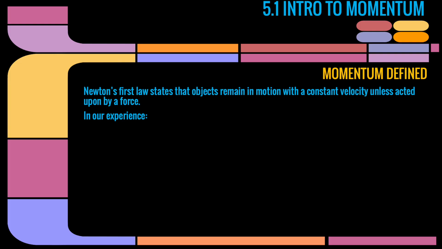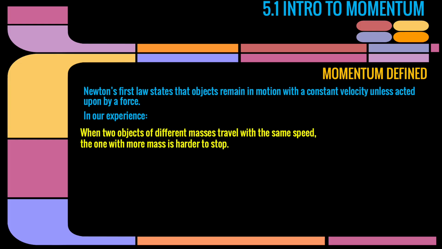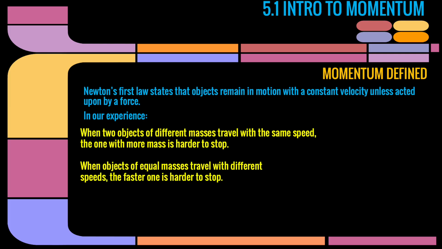So Newton's first law states that an object remains in motion with a constant velocity unless acted upon by an external force. In everyday life, we see this when two objects of different masses travel with the same speed: the one with more mass is harder to stop. And we understand that running into larger things, right? When objects of equal masses travel with different speeds, typically the faster one is harder to stop.